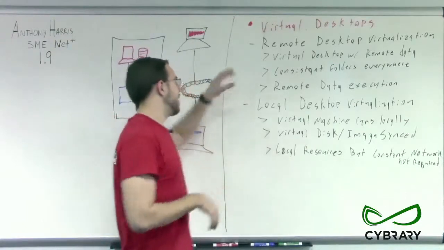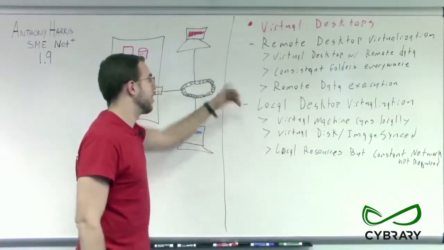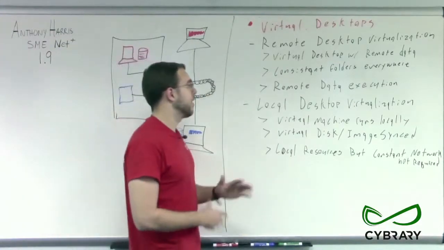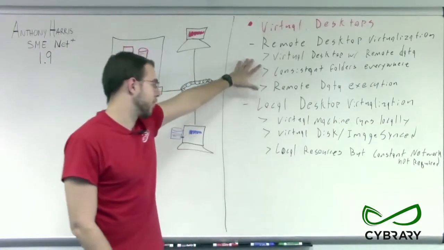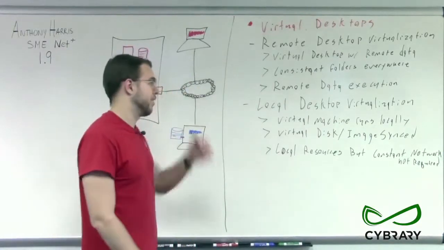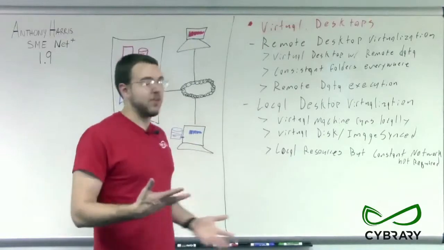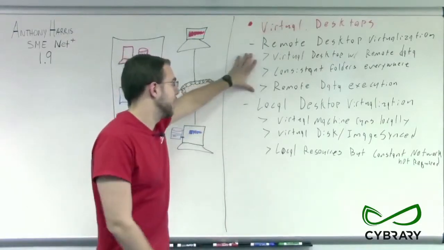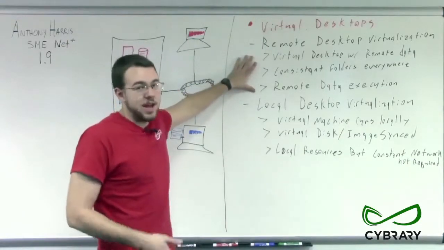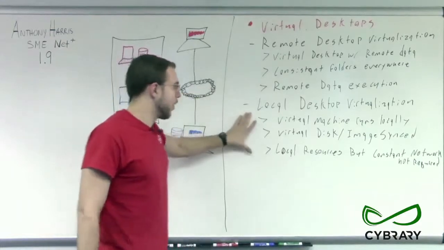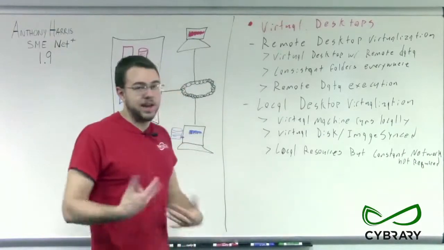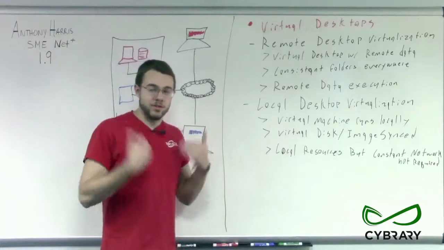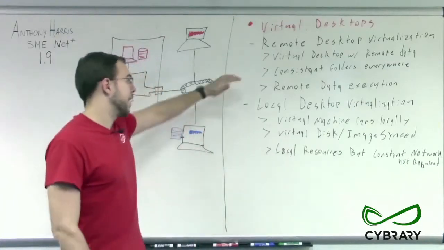Now we have two main categories of virtual desktops that we're going to talk about, and we have our remote desktop virtualization and our local desktop virtualization. Now our big difference between the two is that our remote desktop virtualization is going to execute everything remotely, whereas our local desktop virtualization is going to execute our different components locally. So let's take a look at what that means.